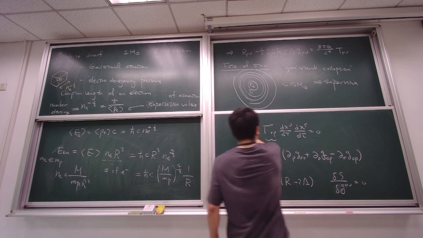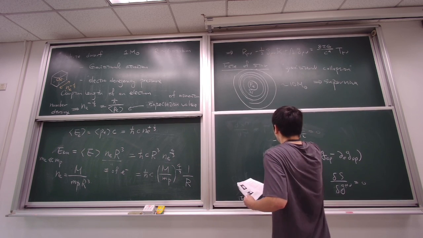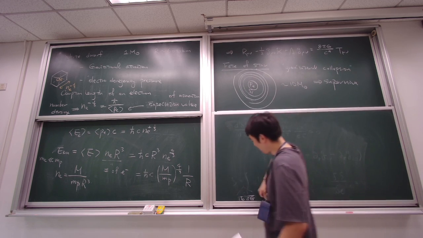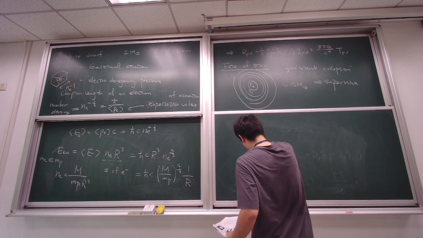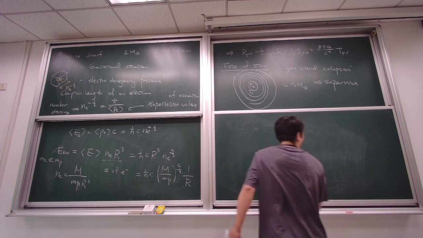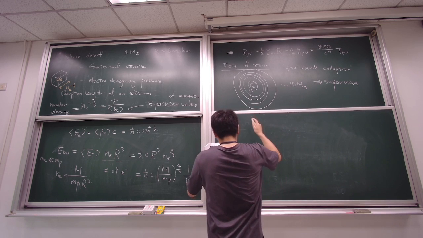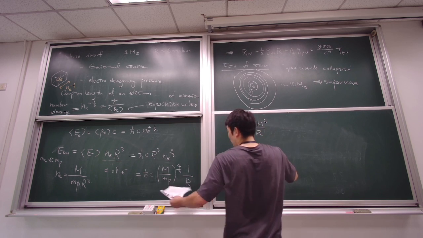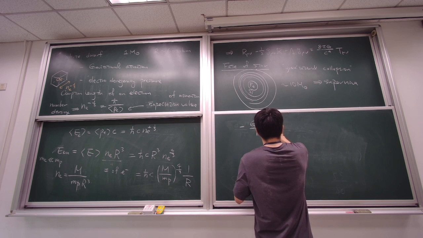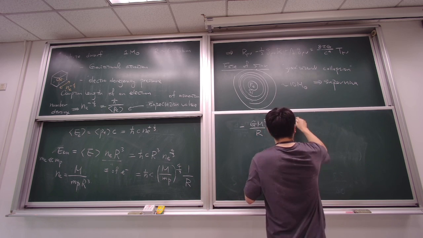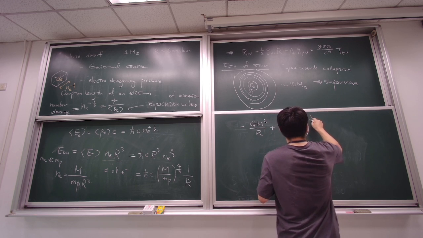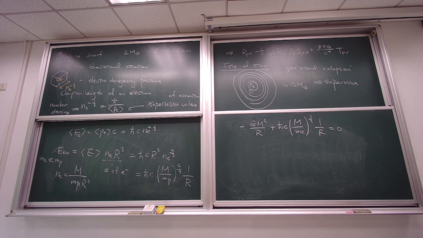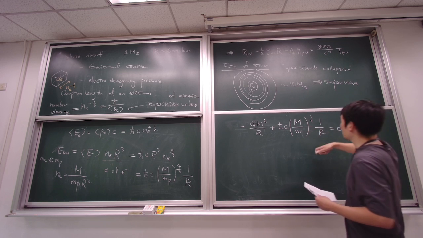So when does the equilibrium happen? Sorry, my English has become rusty. Equilibrium happens when the gravitational potential, of course G times M squared over R, becomes equal to h bar c times (M over MP) to the 1/3 times 1/R, so the difference is equal to 0.